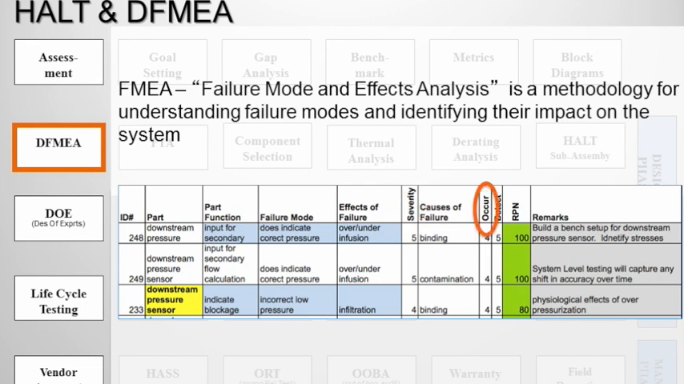The likelihood of occurrence. This is an indication of how likely this is expected to occur in normal usage in the field. And you have the detectability. Can this failure mode be detected in advance, not after, in advance of it occurring so it can be mitigated? And all three of these are ultimately going to drive the RPN number. And this is the risk number for that line item. And it's simply the product of those three numbers.